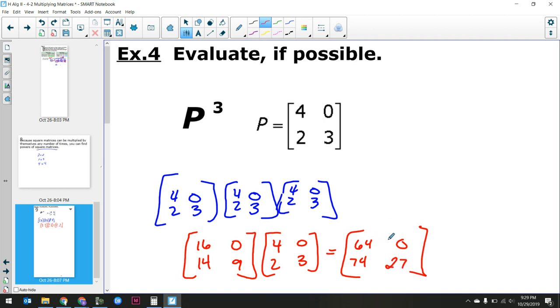So it may look like I raised it to the third power, but I didn't. I can't just distribute that power. This is actually what P to the third would be like. The only reason it looks even close to raising it to the third power is because it's got a 0 on it.